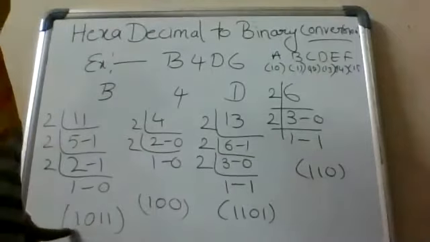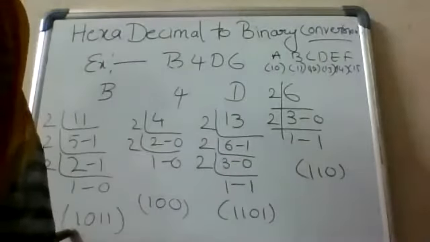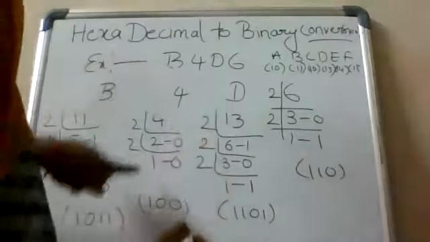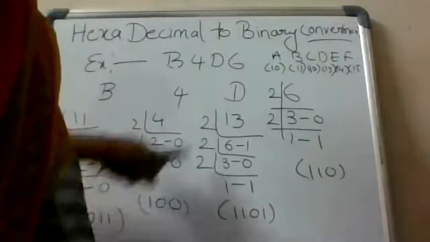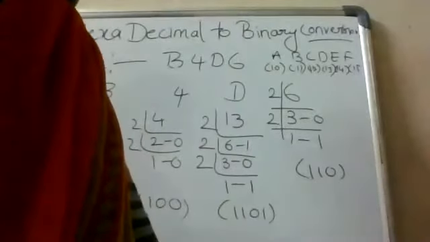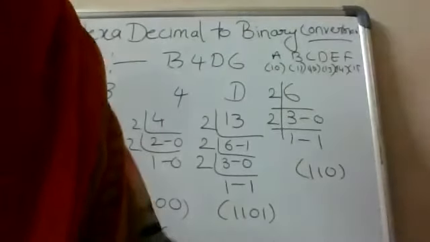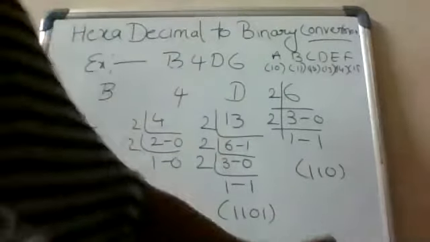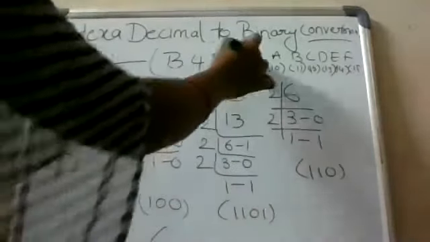So what is the answer? For B, 1 0 1 1, for 4, 1 0 0, for D, 1 1 0 1, for 6, 1 1 0. Hexadecimal to binary, base 2. This is base 16.